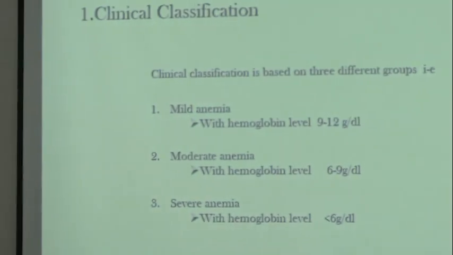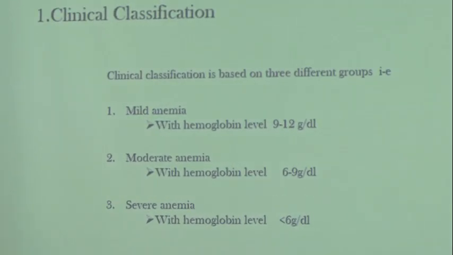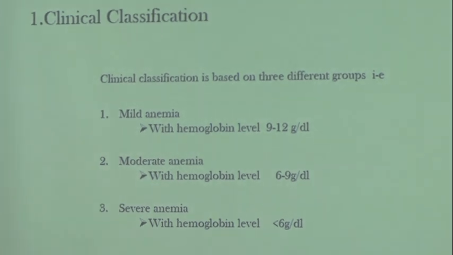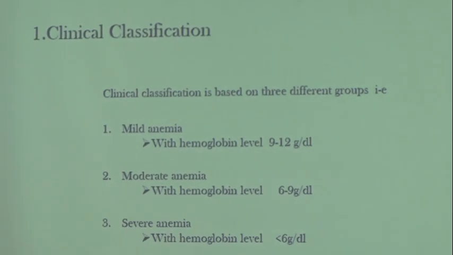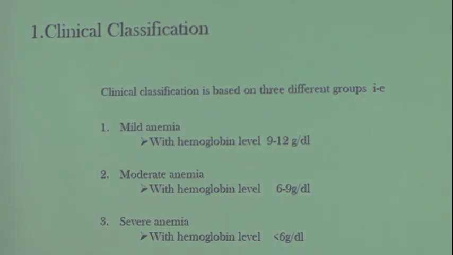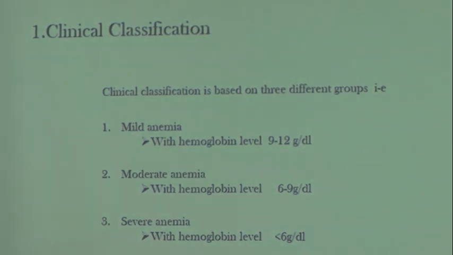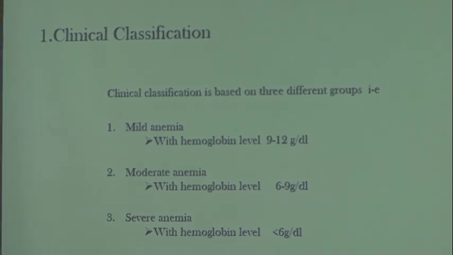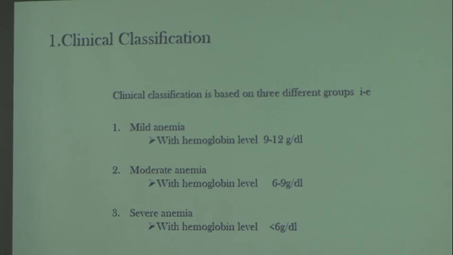Now, clinical classification. Is that value okay? Yes, sir. We clinically classify into mild, moderate and severe. So remember these values. When it is 9 to 12, we classify it as mild. Then from 6 to 9, it is classified as moderate, and below 6 is severe. So this is the clinical classification.